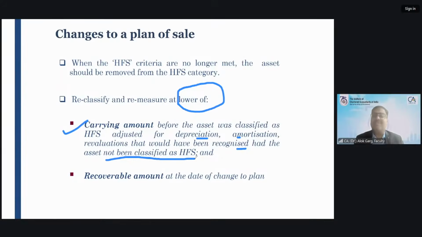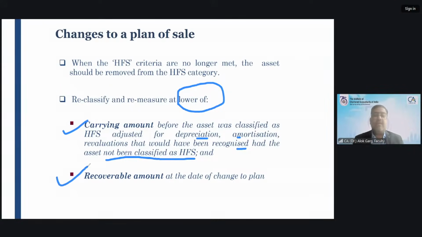Means what? We have to work as per the existing standard, not as per Ind AS 105. You have to compute the carrying amount. What would have been the carrying amount had this asset never been classified as held for sale? Means if this asset had never been held for sale, then as per Ind AS 16, what would the carrying value have been? Correct. What would have been the carrying amount? Okay.